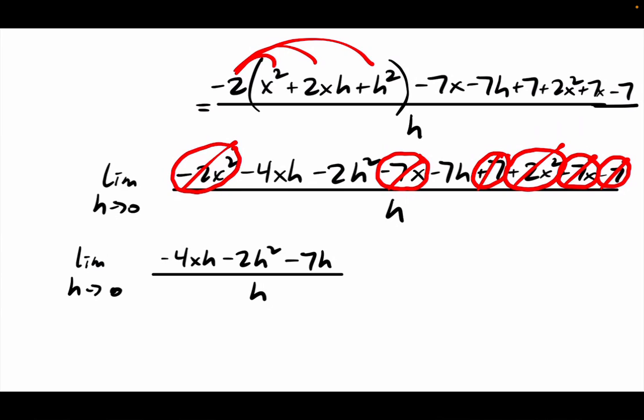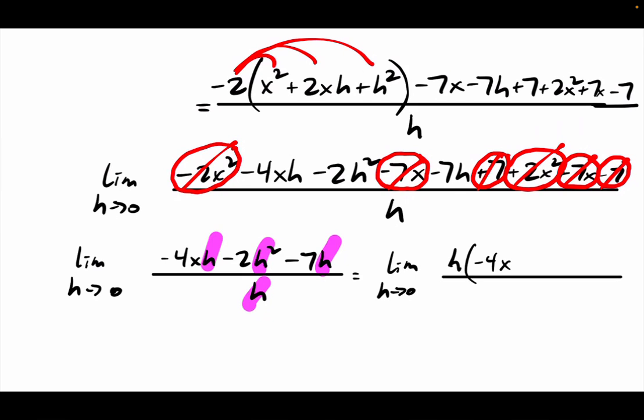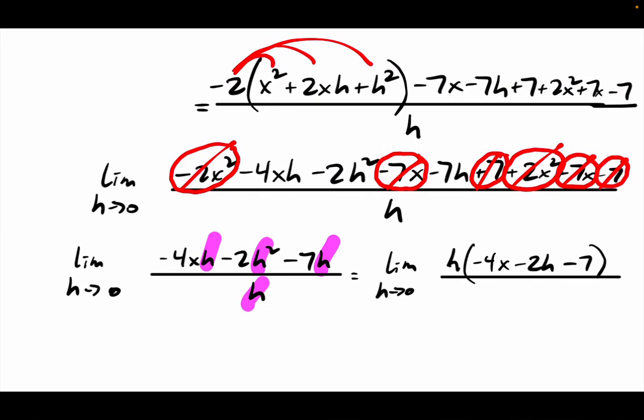Still not ready for calculus yet. They all have an h in common, right? There's a trinomial on top and a monomial on bottom. They all have at least one h. So I can factor out an h. So an h comes out, so that makes negative 4x minus 2h. That guy still keeps an h. And then negative 7 loses their h. And then the h's will cancel out, just like the last one.